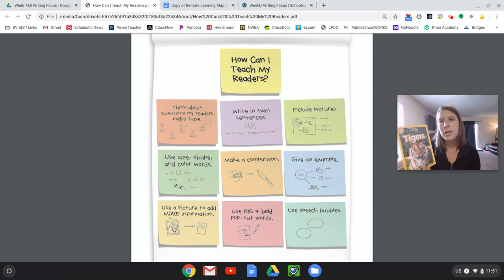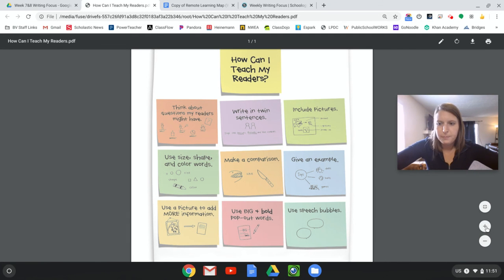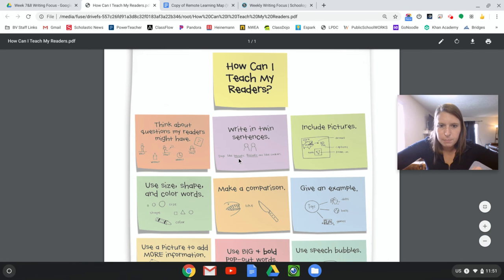Then the next one says, write twin sentences. Now, we've talked about twin sentences before. That is when you start writing a sentence about a fact, and then you're going to add to it. Let's see what the example is here. It's a little small. It says, dogs like biscuits.